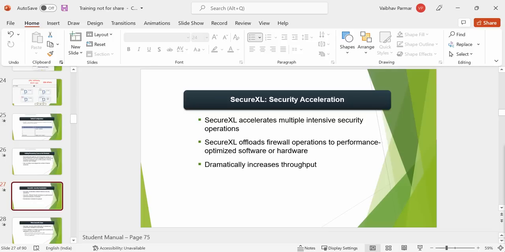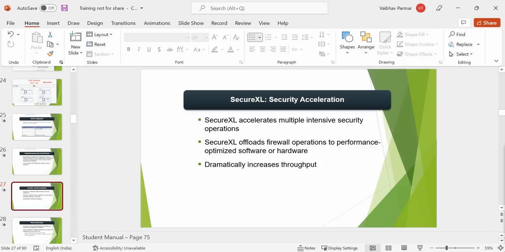Having this sort of arrangement in place, the computing overhead generally required by the firewall for processing all the packets through all the layers gets reduced.